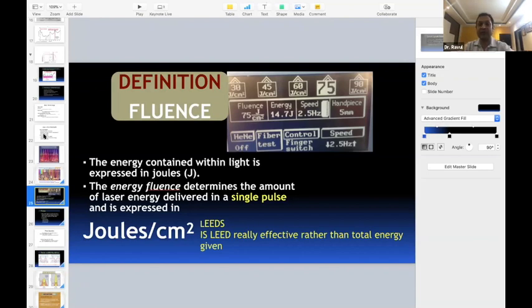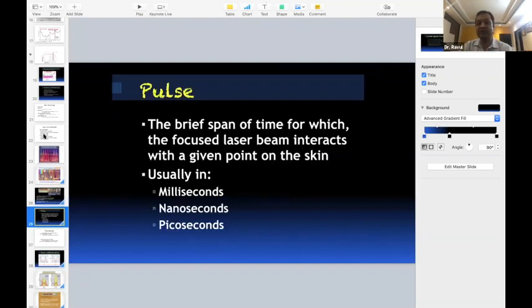So people who are against the leads put in this justification. Coming to the pulse, it is in that particular time, in that laser beam, when it fires, and how many pulses you want to give. You want to give the pulse in milliseconds, in nanoseconds, or in picoseconds. The difference between this is, if you want to give the energy just like that, it becomes picoseconds.